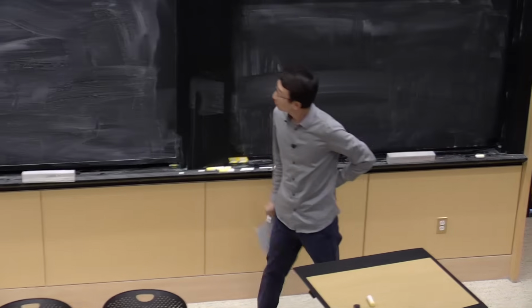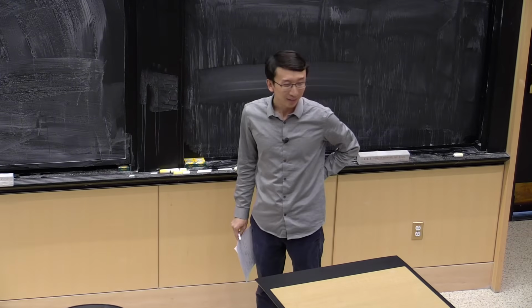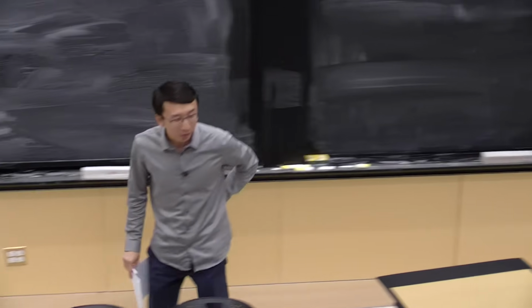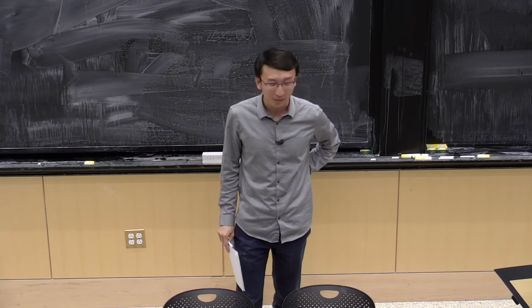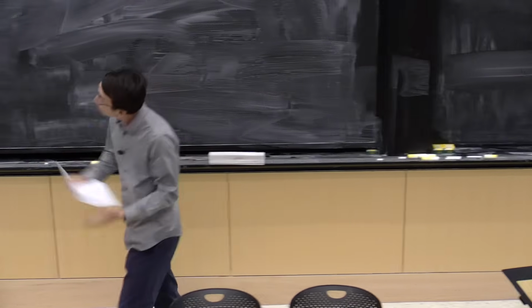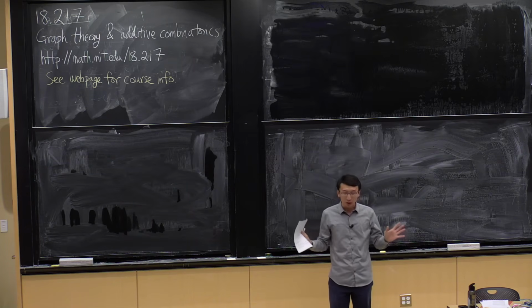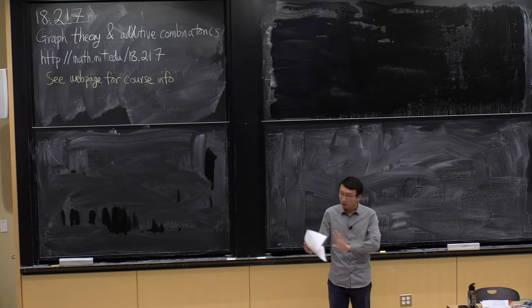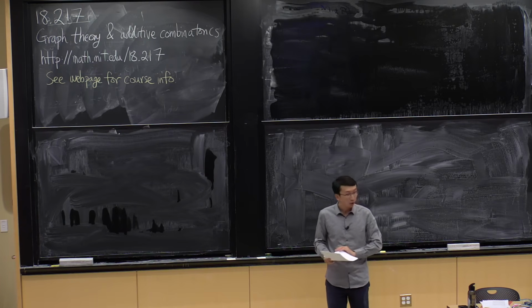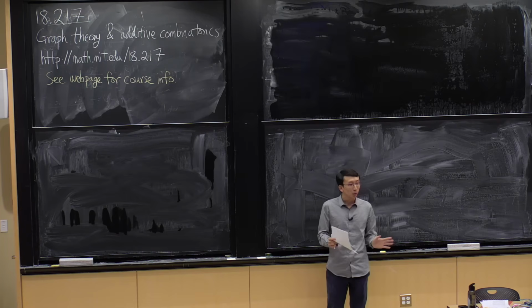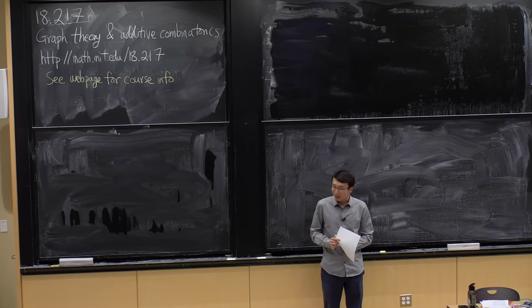Okay, let's get started. So welcome to 18.217. This is combinatorial theory, graph theory, and additive combinatorics. The course website is up there, and all the course information is on there. After around the middle of the class, I'll say a bit more about various course information and administrative things, but I want to jump directly into the mathematical content.